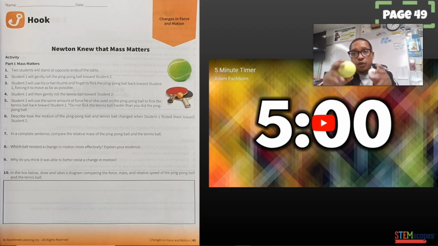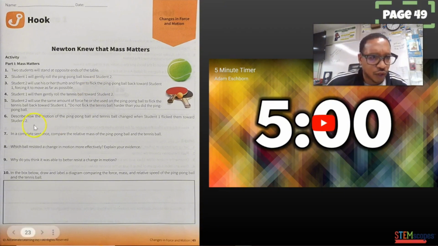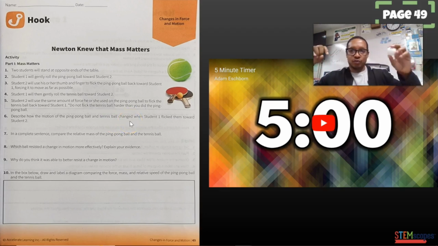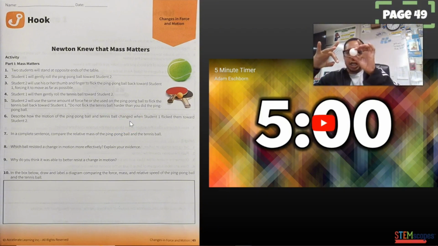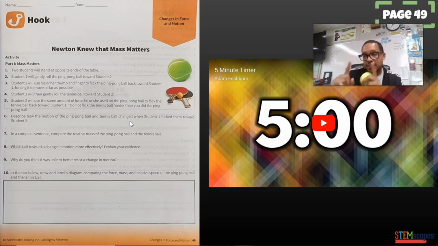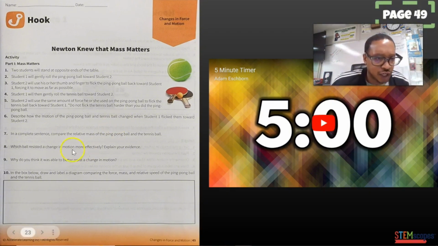All right, so in yesterday's video, we walked through the demonstration of this. Now let's just walk through the questions real quick here. Describe how the motion of the ping pong ball and the tennis ball changed when the student flicked them. If you're looking here, the ball was rolling in this motion, and when it was flicked, it changed and started going back in the other direction. Also, most of us noticed that it accelerated out that way. Even with the tennis ball, it was rolling slowly, then boom, it accelerated out. Now, they didn't accelerate at the same rate, but both of them accelerated back in the opposite direction.